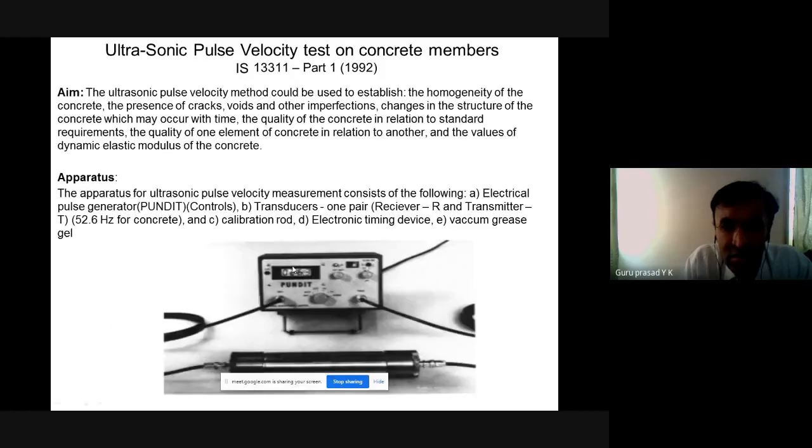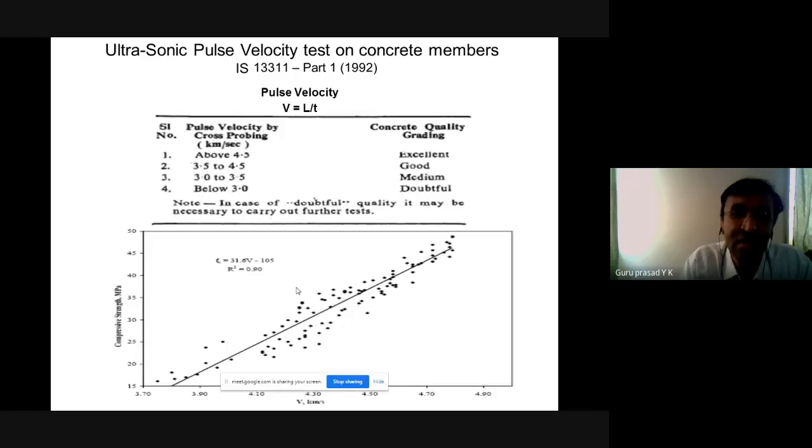You see this? I'm just going back to this figure. There is a small display here. It displays the transit time. It is called the amount of time the ultrasonic pulse wave has taken to travel through a concrete of that particular thickness or length. How much time it has taken to travel from the transmitter to the receiver. That is what it is going to display. That is what we are concerned about.